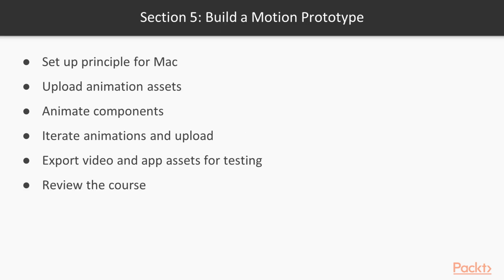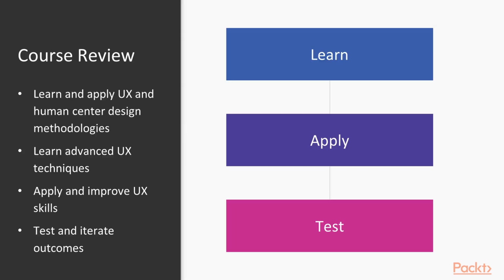Then, as I was saying before, we'll set up Principle for Mac. We'll use the assets that we created in Sketch. And then we'll animate these things to make them look more professional, make them look like something that is real or could be coded out, and advance what your thinking and output could be. And then we'll review. So that's the output.